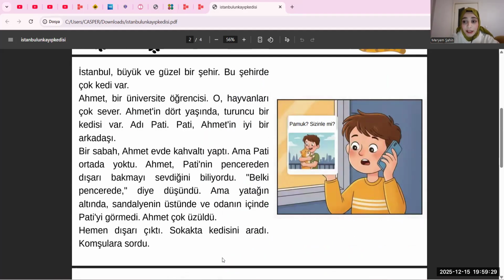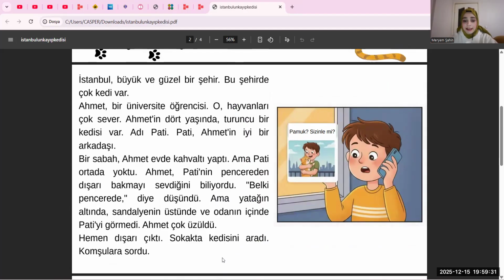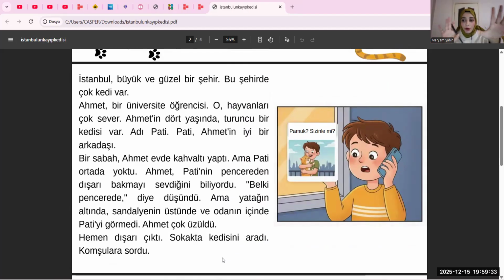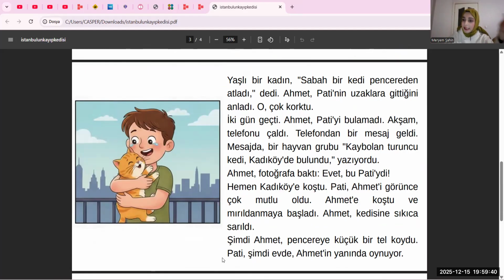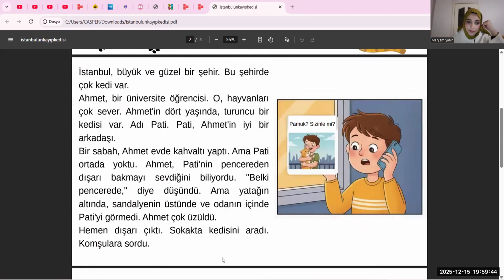Let's start the analysis. But before starting analyzing, this is the first page for you to read. Pause and read, please. And here's the second page for you. Pause and read, please. And now it's time to analyze. Istanbul. I'm opening my pen.